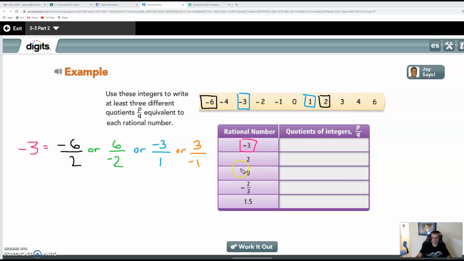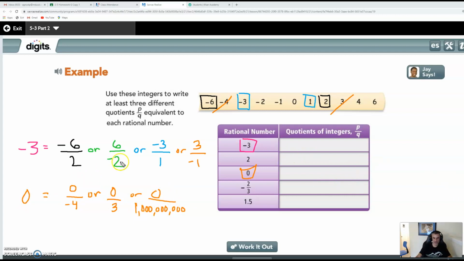Let's look at 0. How could I get 0? Well, to get 0, I need a 0 in the numerator. So I could divide 0 by anything. I could divide it by negative 4. I could divide it by 3. I could divide it by a billion. I know a billion's not on my list, but I'm just trying to prove a point here. A billion has 9 zeros after it. So it doesn't matter what I divide 0 by, it's always going to equal 0.